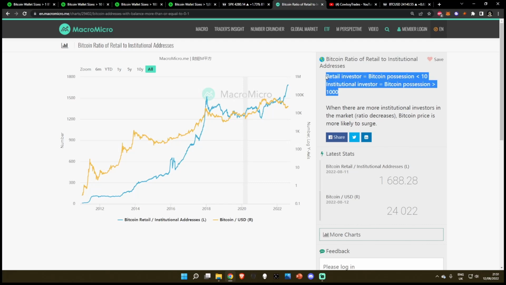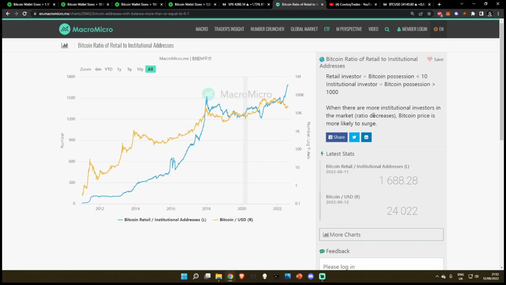If you want to see how they calculate this metric here, you can see to be a retail investor, you have to have less than 10 BTC. To be an institutional investor, you have to have more than 1000 BTC. Very, very simple. So let's jump into this one.